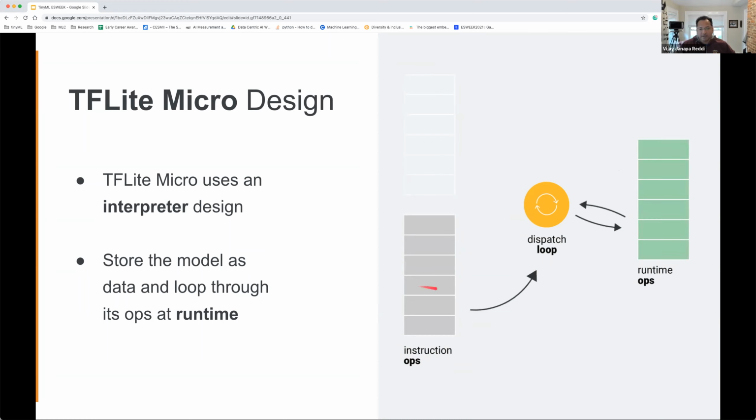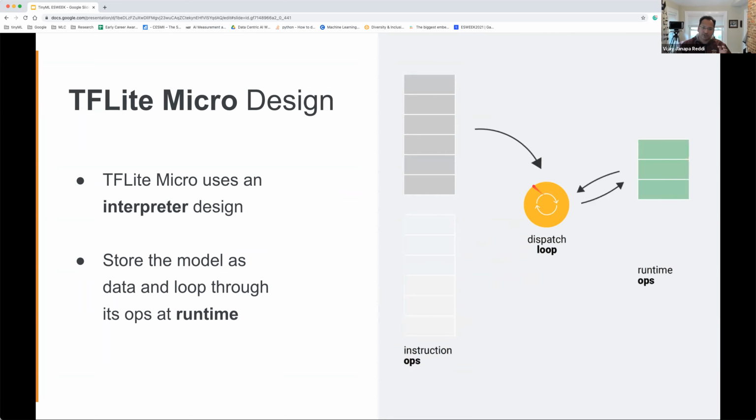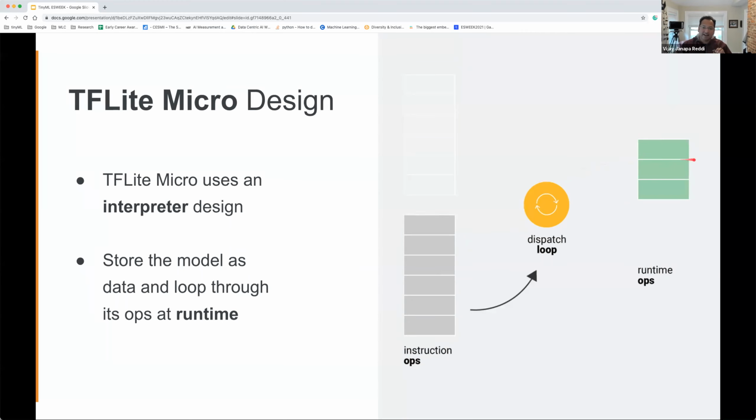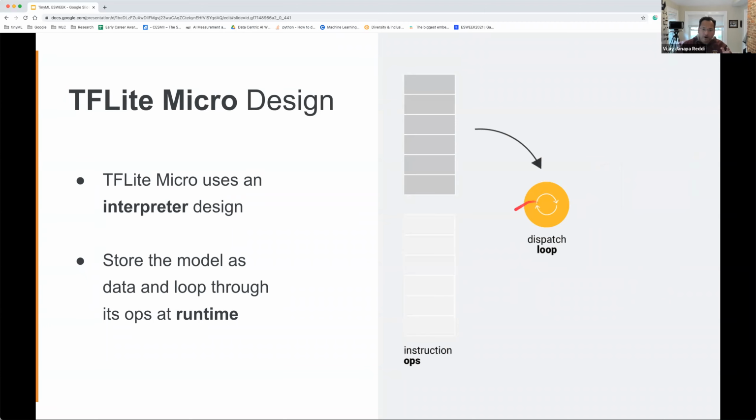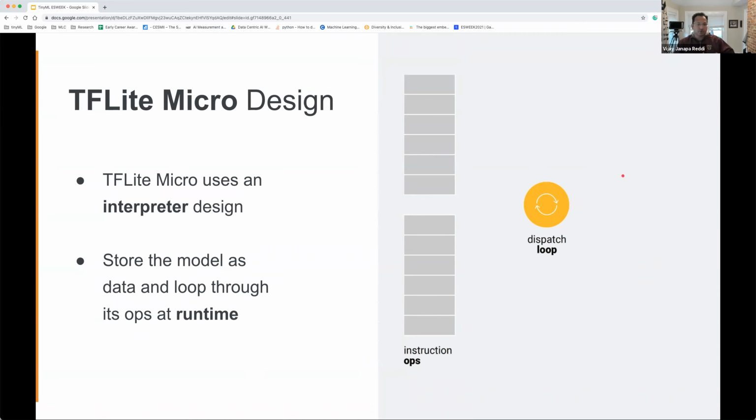So what the dispatch loop basically does is look at the instructions that are coming in, and then it has some implementations, the runtime ops, which is the actual backend that's tied to this device. Or you can just run some sort of vanilla code that you've compiled it down to.